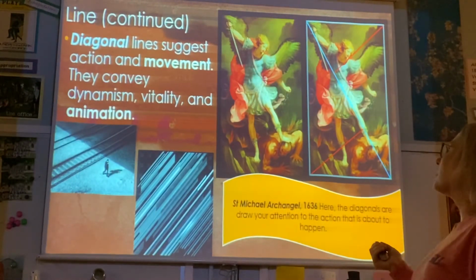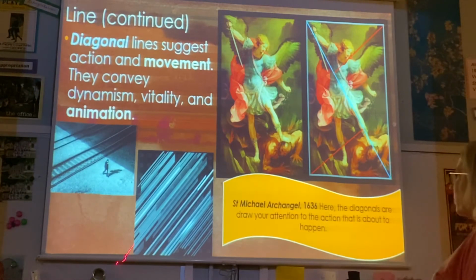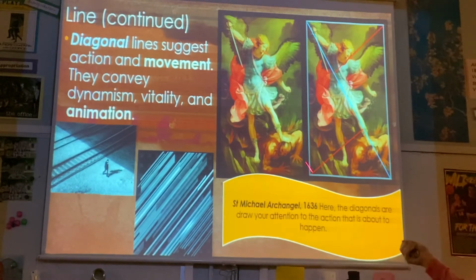Diagonal lines, they suggest movement, okay? So dynamicism, vitality, and animation. You can almost feel the angel, St. Michael the Archangel, where he's about to kill this demon devil, that you can feel the movement of the sword almost about to come down just by the whole diagonal lines created in this composition.